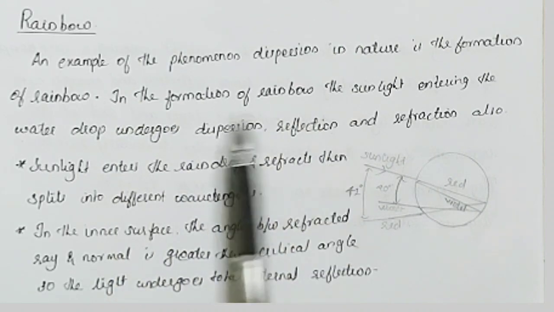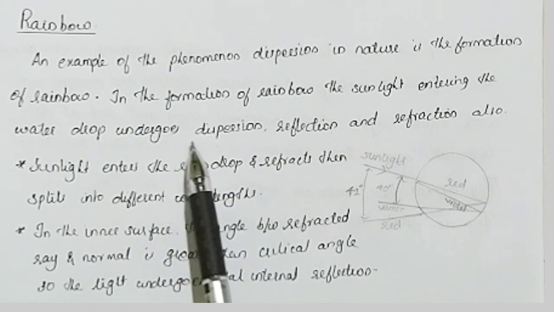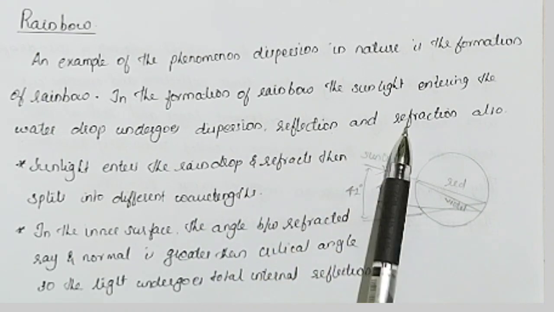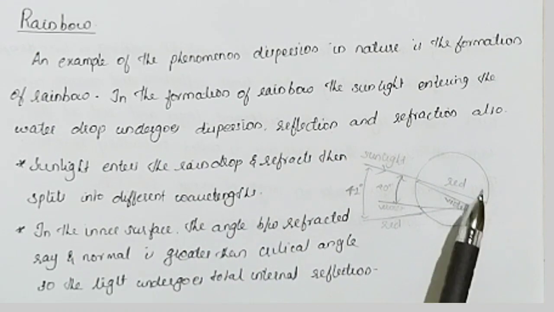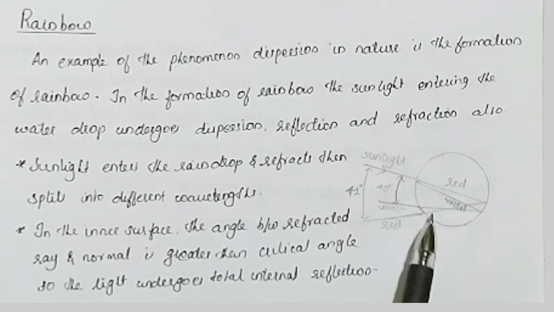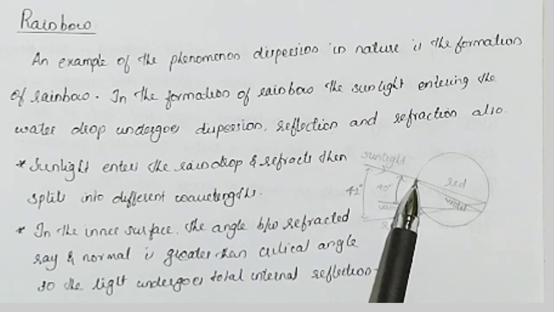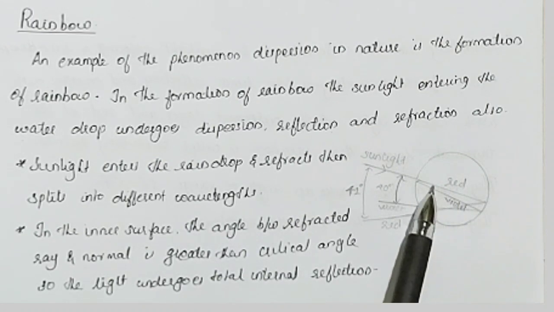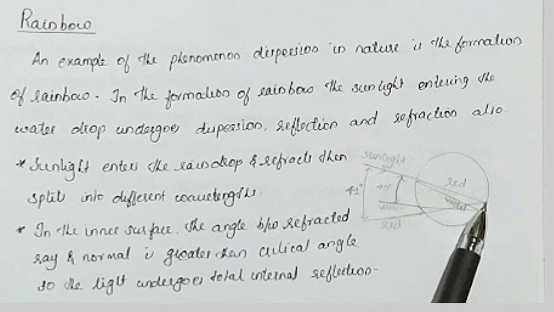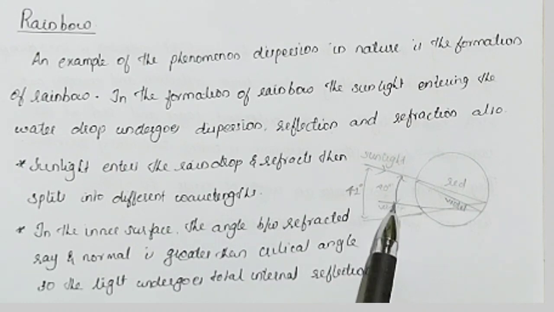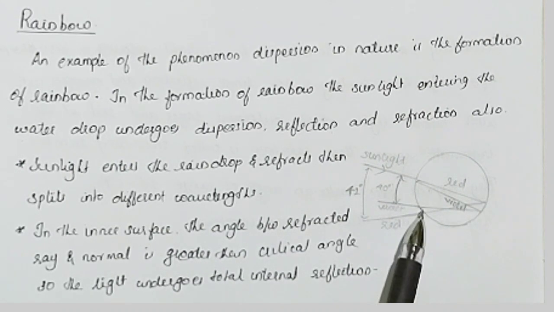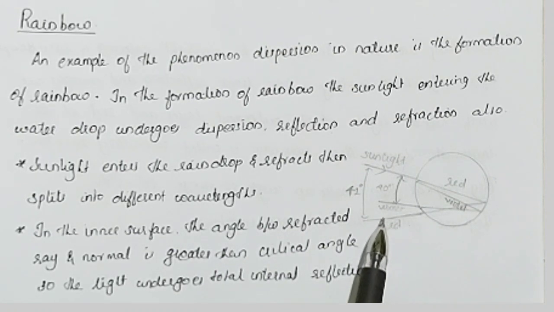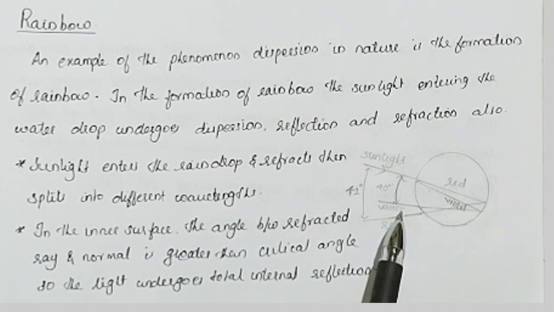So when the sunlight enters the water drops in the atmosphere, it undergoes dispersion, reflection and refraction. So as you can see in the diagram, there is a raindrop represented here with a sphere, and the sunlight entering this raindrop undergoes dispersion and splits into its component colors, and on the inner surface of the raindrop, the component colors hit the inner surface and reflect back, and after this reflection it again undergoes refraction when entering the atmosphere from the water drop, and we can see a spectrum of light from violet to red.